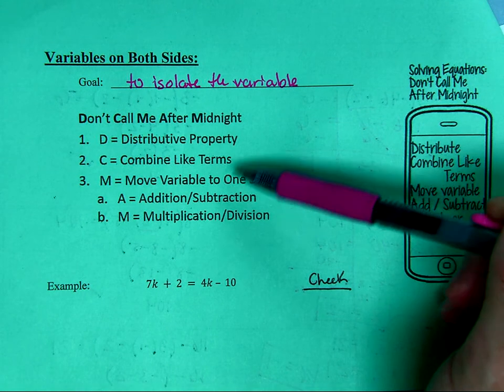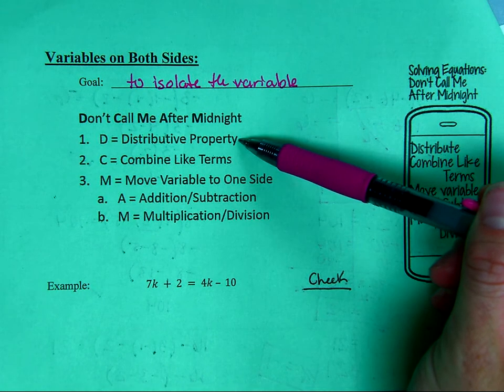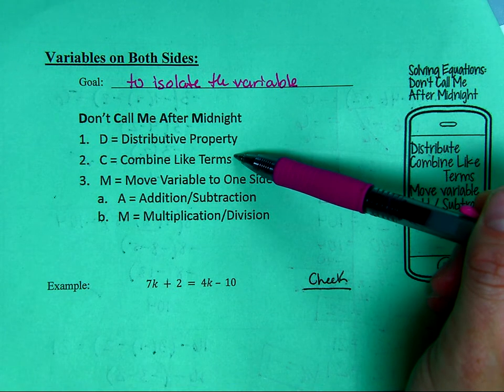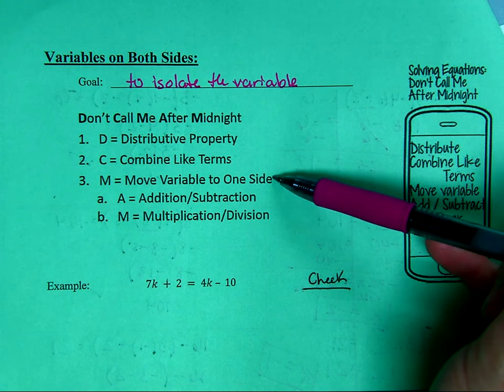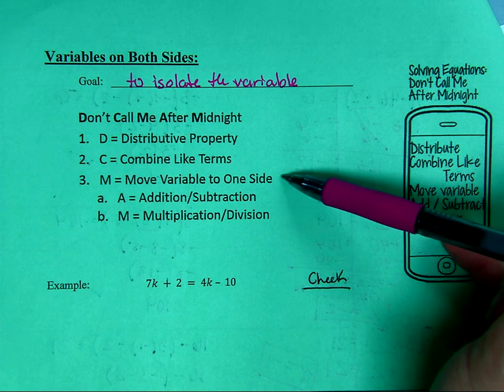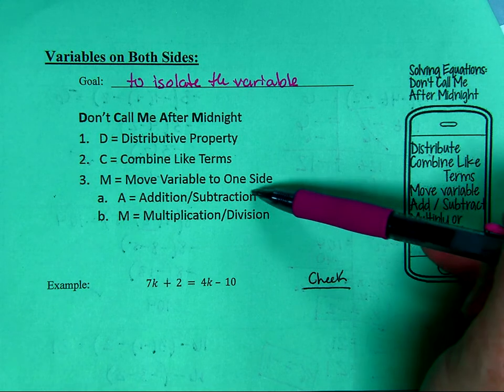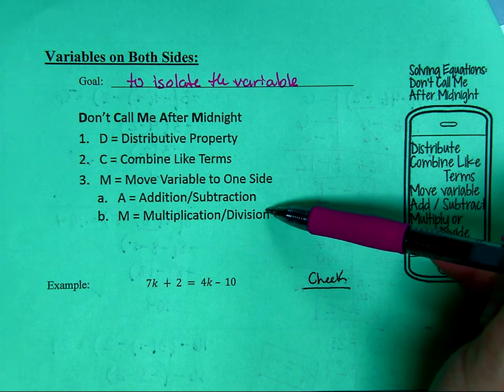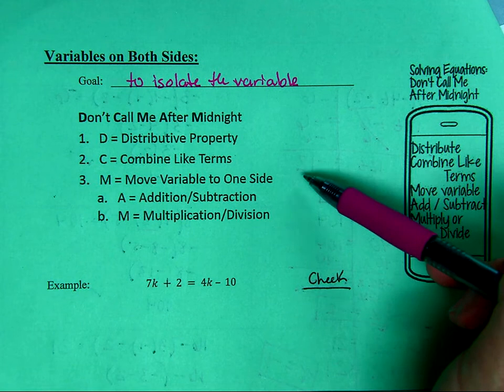If we ever have parentheses, okay, I always distribute and get rid of those parentheses first. And then combine any like terms. Then we'll move the variable to one side. So this is that new step I'll show you how to do today. And then it will turn into like a 1 or 2 step, and so then you'll add and subtract and multiply and divide to get rid of those steps.